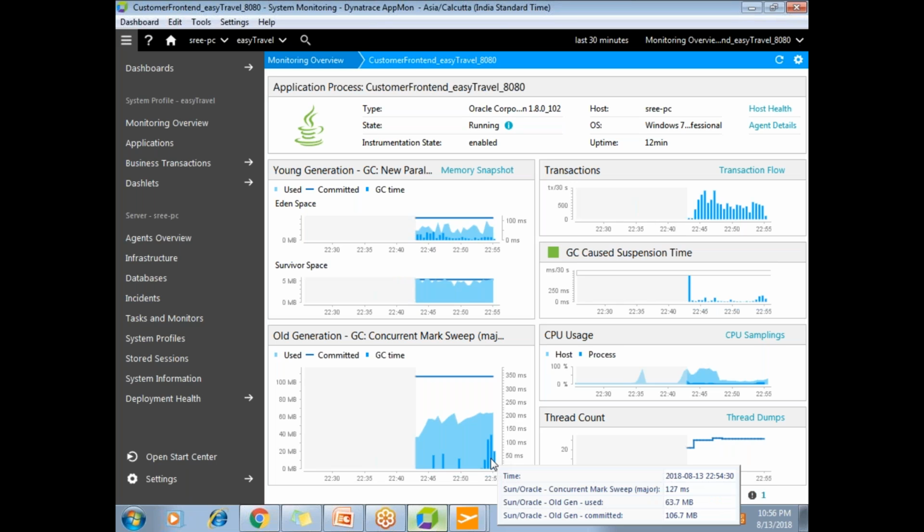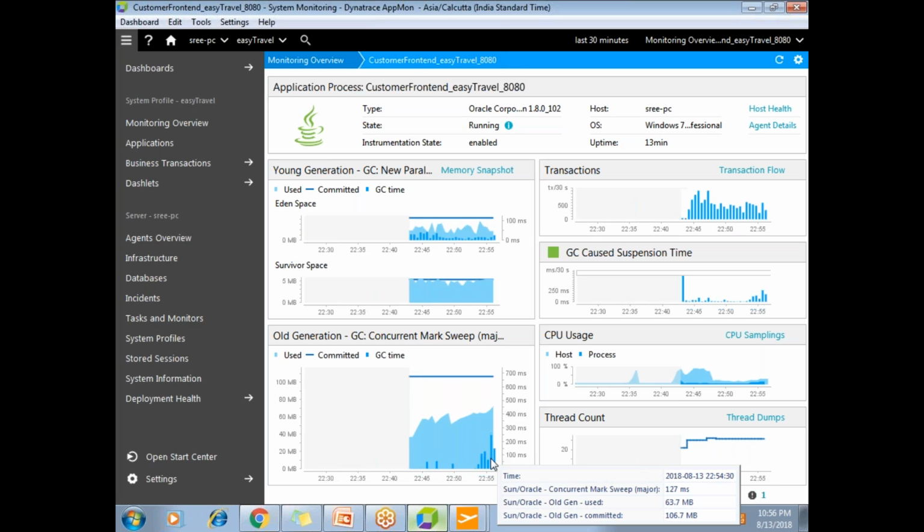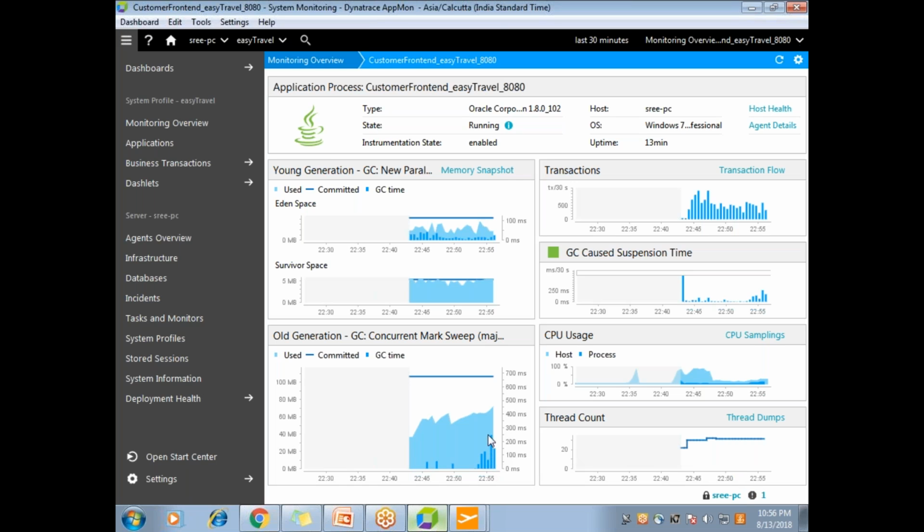You hover over it. Now you tell me how much is the mark sweep, and you see this is the concurrent mark sweep. This is what we have discussed, right? CMS, concurrent mark sweep, and it's a major GC. And how much is the GC time? 127 milliseconds, right? Can you see that when I hover the mouse over it? If this time is more, then automatically they color this red.